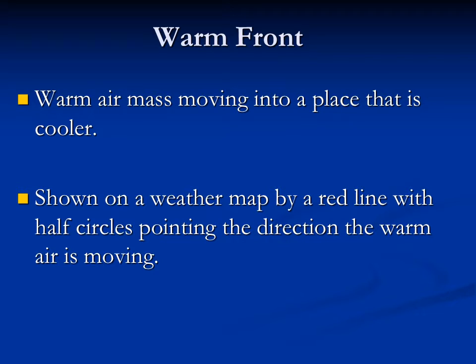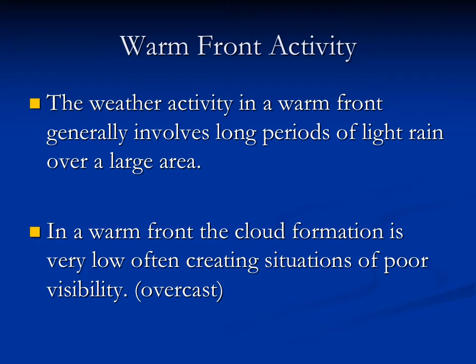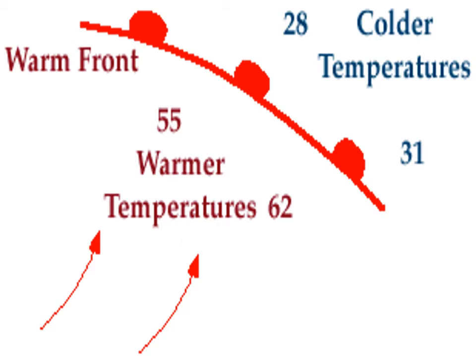So a warm front is the opposite. It's when a warm air mass is moving into a place that's colder. And these are shown on a weather map by a red line with little half circles pointing in the direction that the warm air is moving. The weather activity in a warm front usually involves long periods of light rain over a really big area, and that's in contrast to a cold front, which is a small area of very heavy rain for a small amount of time. In a warm front, the clouds are usually really low, and it makes a very foggy or overcast type weather.